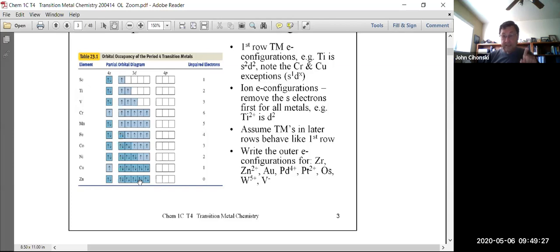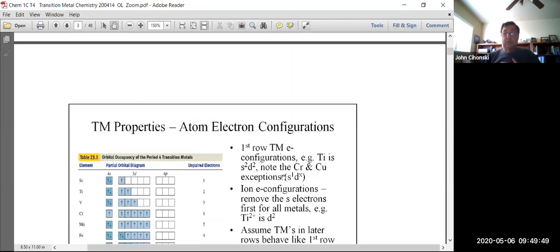We take 2 out of the s orbital, so it would be 4s0, superscript 0, 3d10, okay? If we have, and we're just going to cherry pick here, if we have palladium plus 4, okay, so let's see what happens here.